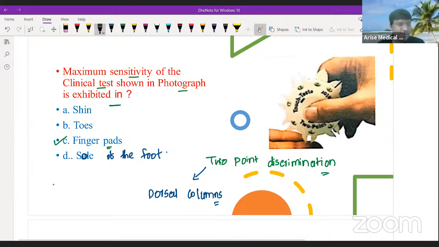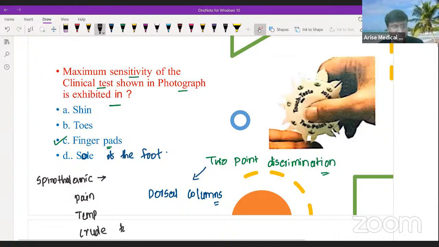See, what does the spinothalamic tract carry? Spinothalamic tracts carry pain, temperature, and as well as the crude touch. Okay, so these are the sensations which are being carried by spinothalamic tracts. But whereas you take the two-point discrimination, two-point discrimination is being carried by your dorsal columns.